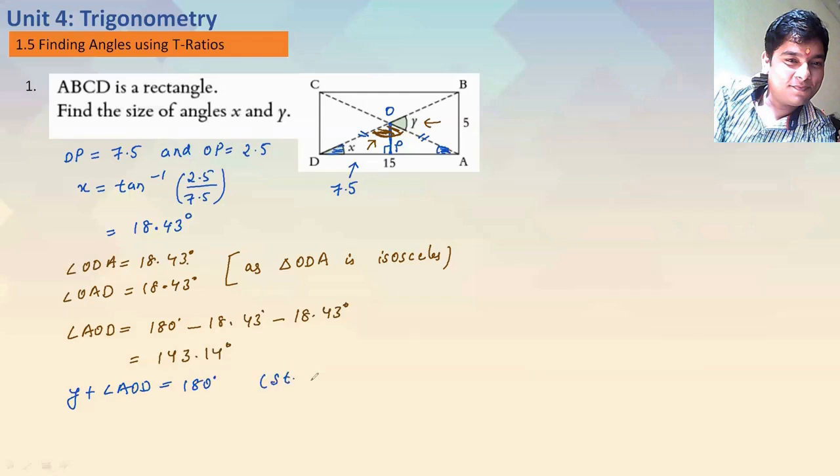So, what should be the value of y? Come on. y is 36.86. There you go. 143.14 is to be subtracted from 180. 36.86. See, we have found out x and y both, although it was a little different from what we had in the previous question, right? Yes.